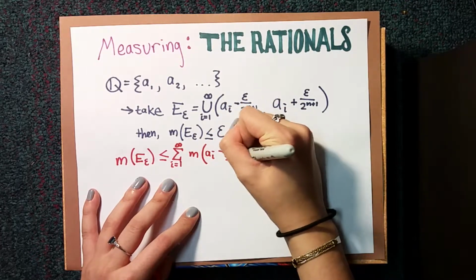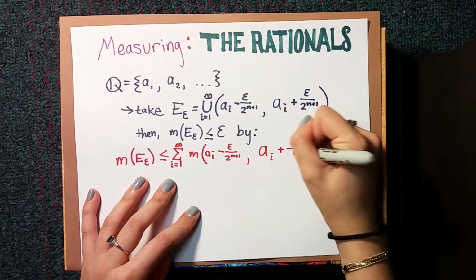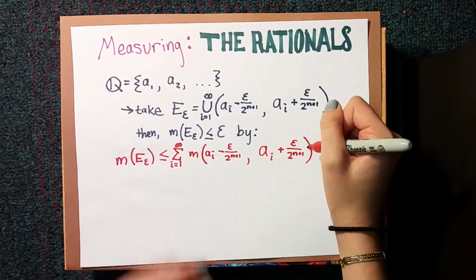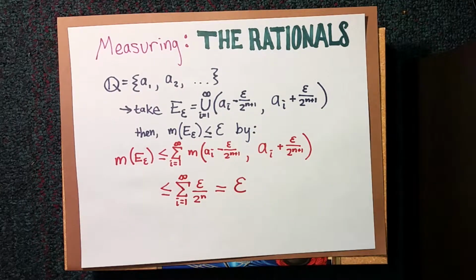Therefore, we can conclude that the measure of the set epsilon is less than or equal to the sum of all the intervals, and since the sum of the intervals is equal to epsilon, the measure of the set epsilon is less than or equal to epsilon.